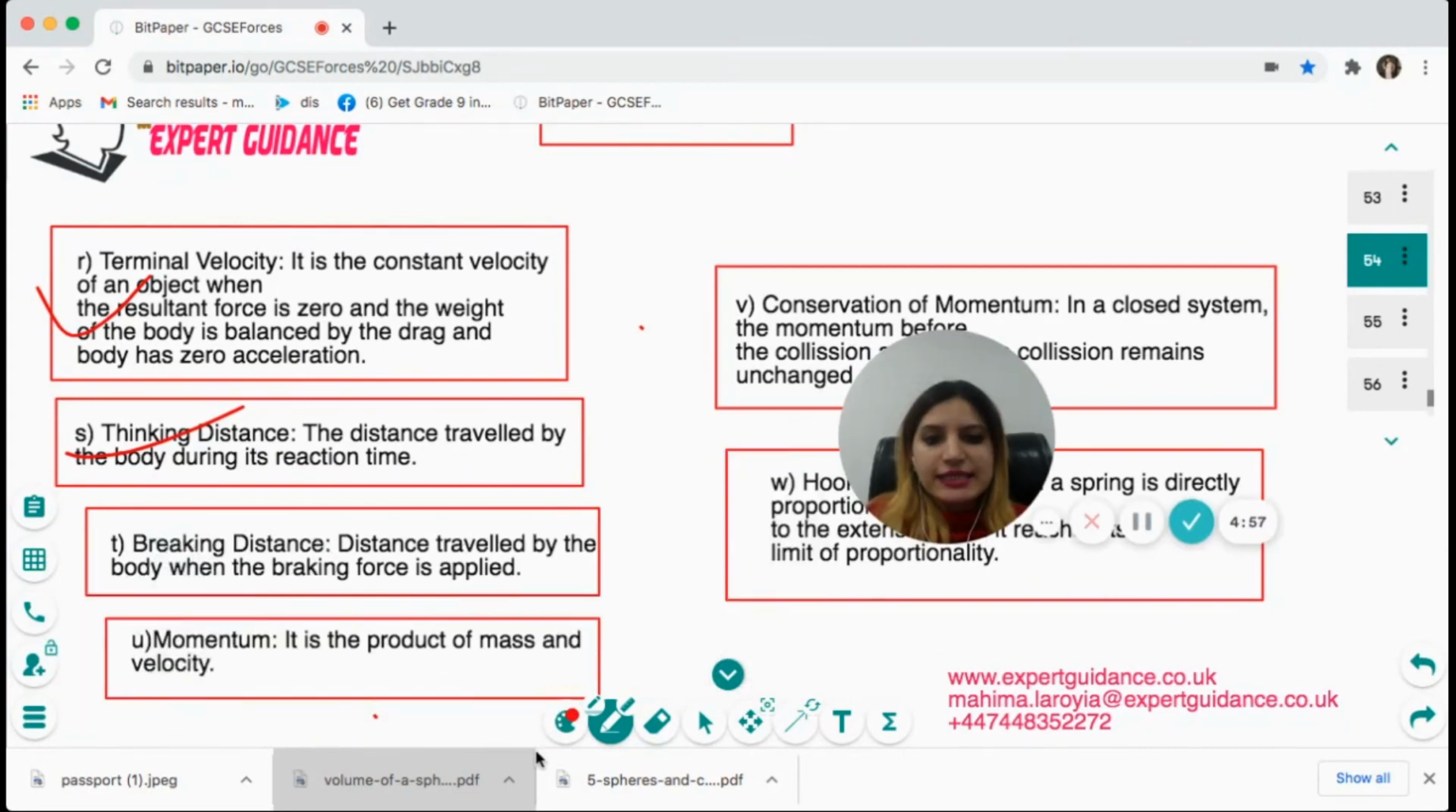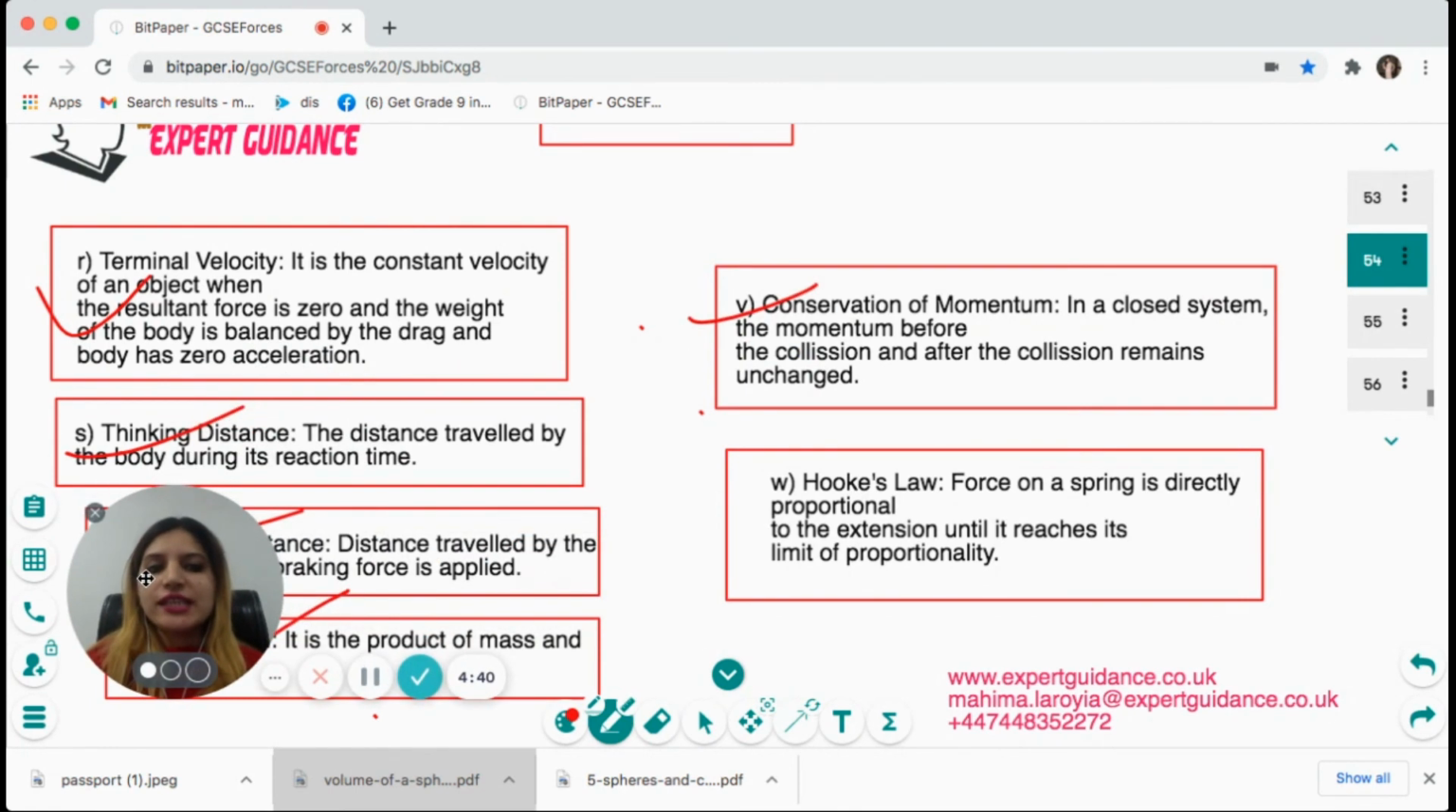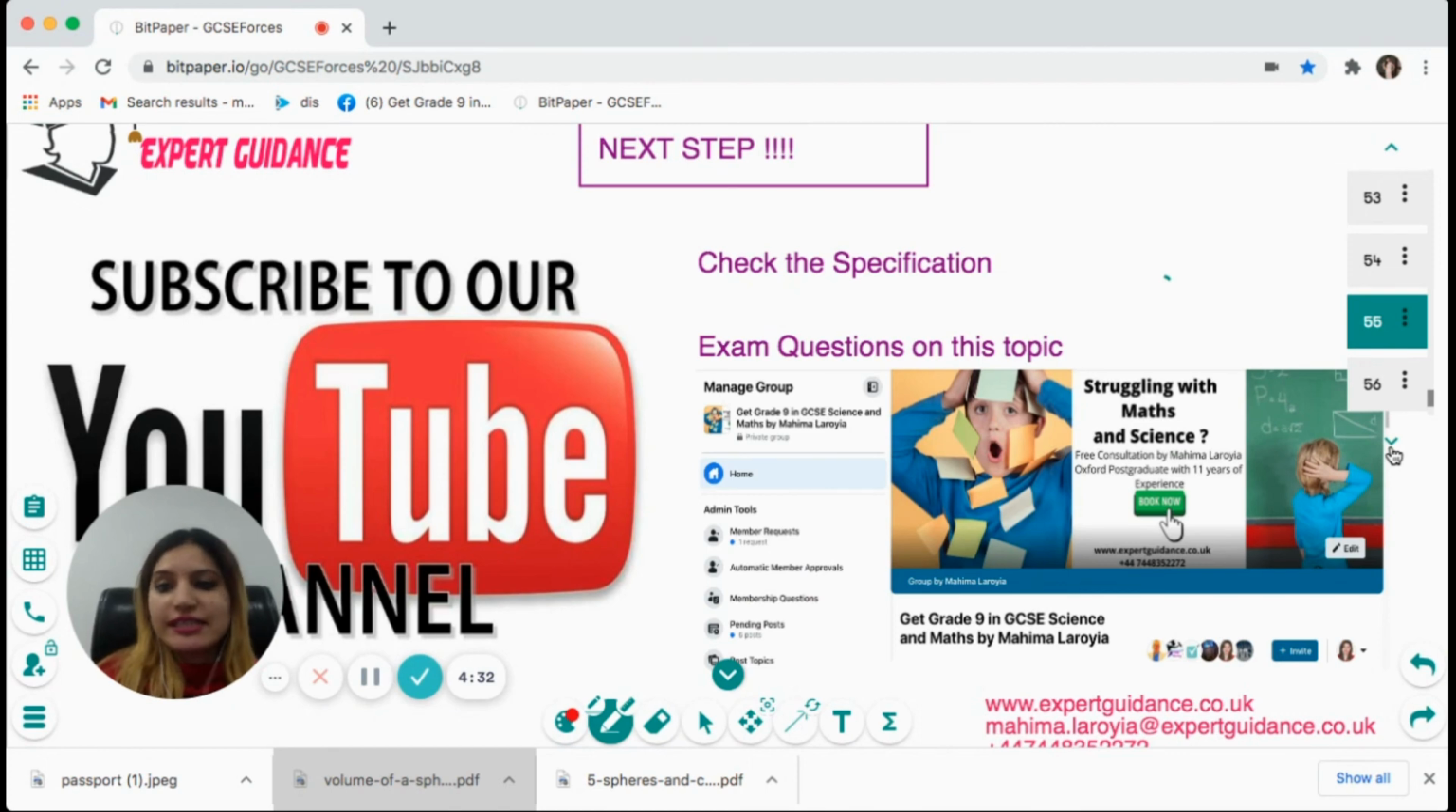Now, the braking distance is the distance traveled by the body when the brake force is applied. Momentum is the product of mass and velocity. We did conservation of momentum, which states that in a closed system, the momentum before the collision and after the collision remains unchanged. And we did Hooke's law, where it says force on a spring is directly proportional to the extension until it reaches the limit of proportionality. So I hope this unit is clear to you.